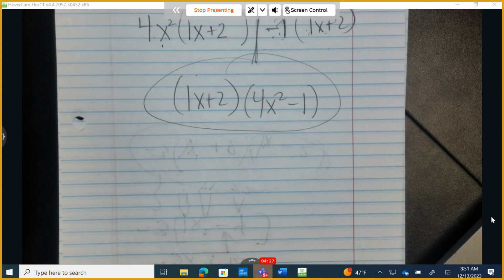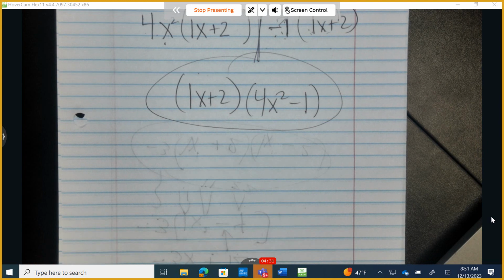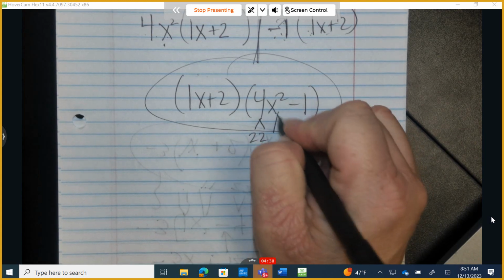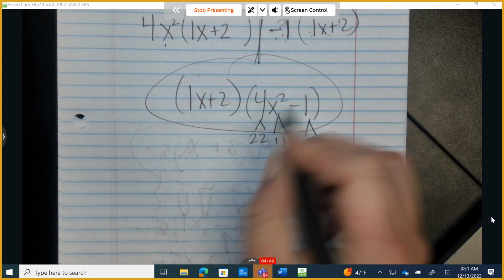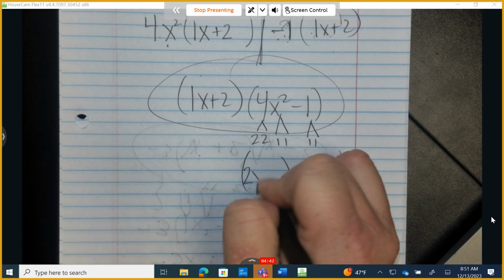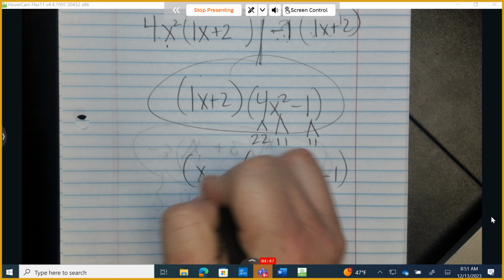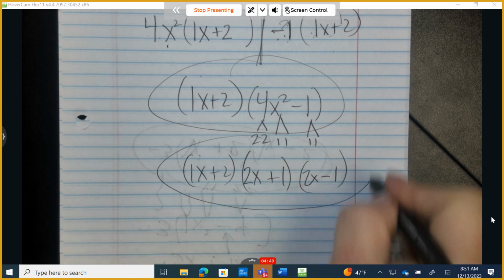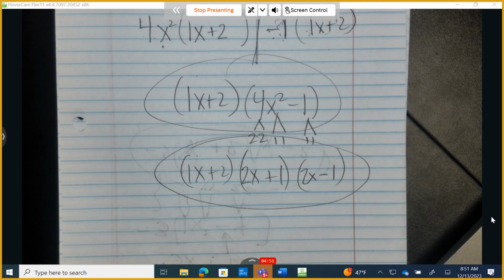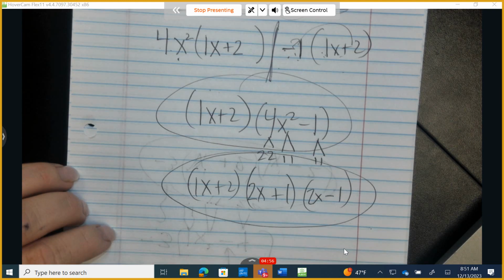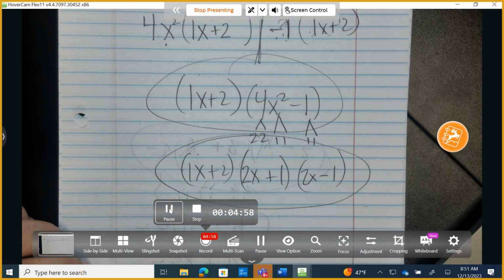If you stop now, though, it'd be wrong. Turn to your partner. Which parenthesis can I go further with? Two x's go in the front, one's in the back, one's positive, one's negative, and don't forget to bring down the 1x plus 2. This would be my final factored form. This is equivalent, it's just rewritten, equivalent to the original expression.